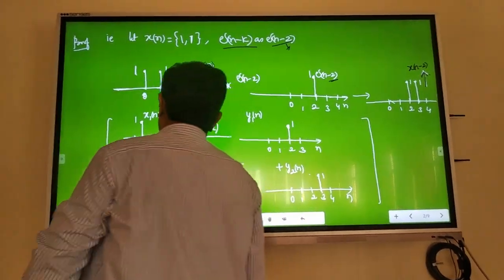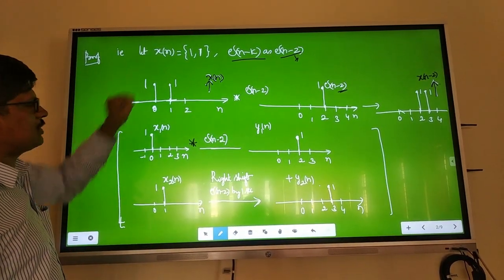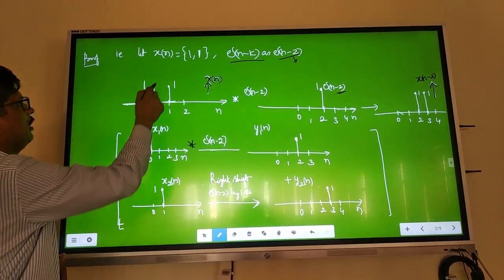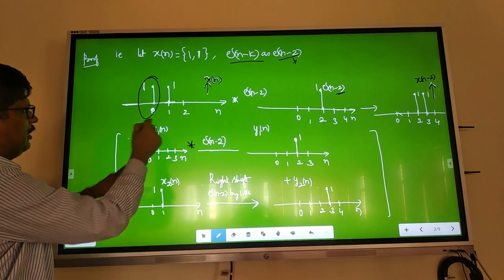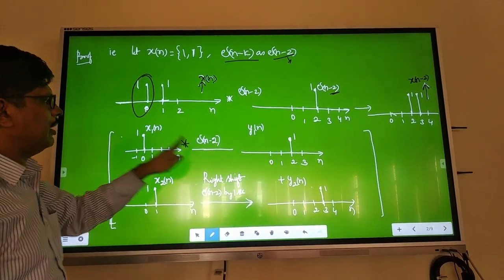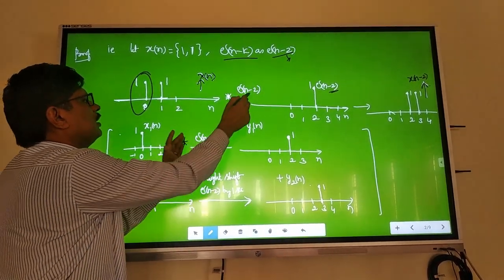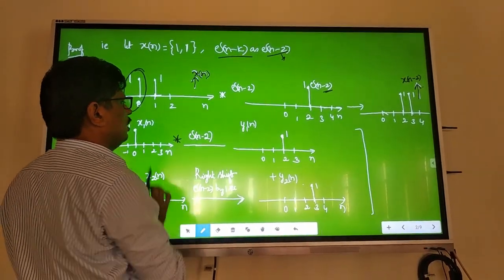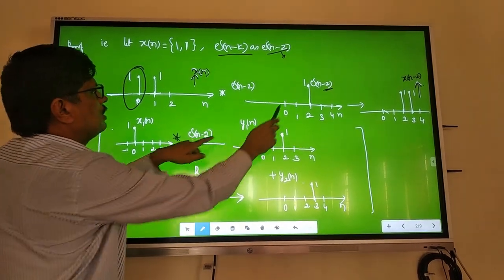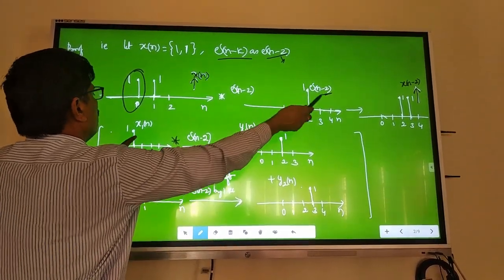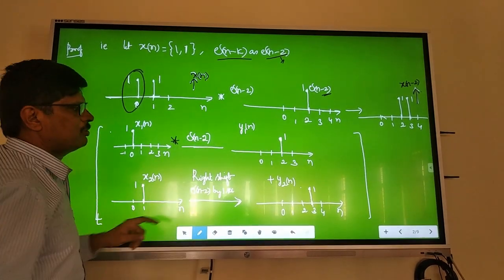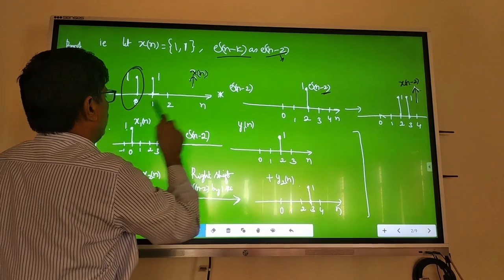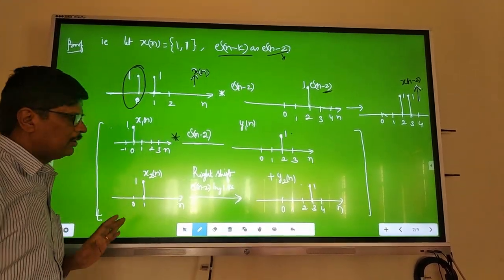Already we have done this in my previous sessions. Take this x of n and write the individual samples. Two samples are there, no? Take the first sample and write it individually. Call it x1 of n. Convolve that with the second sequence, delta of n minus 2. Multiply these samples with those samples and you will get y1 of n. y1 of n is 1 into 1, which is 1.